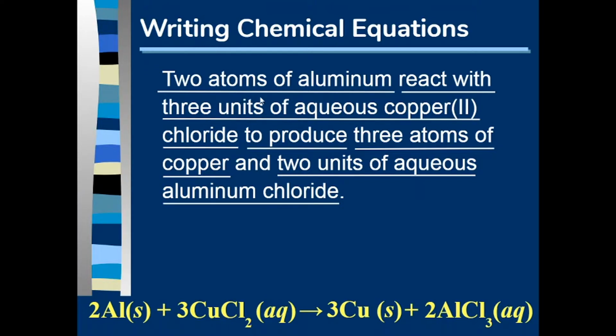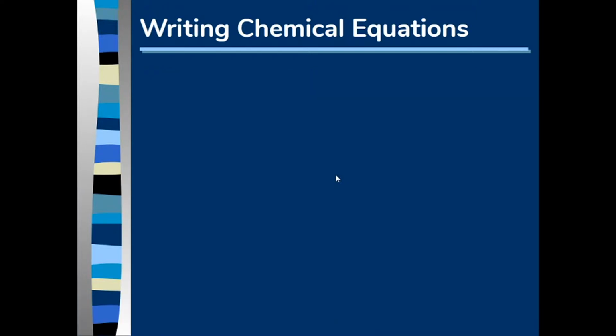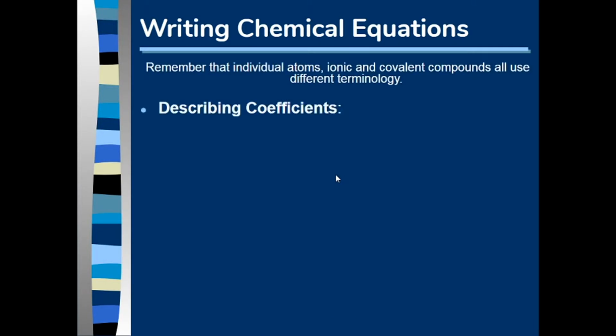And that's because when we're talking about elements like aluminum, we would use the word atoms because we're not talking about a compound. And when we talk about ionic compounds like copper 2 chloride and aluminum chloride, we don't use the word molecules because they have a crystal lattice structure. And it wouldn't make sense to use the word atoms either because it's a compound. So we use the word units. So let's put that into our notes.